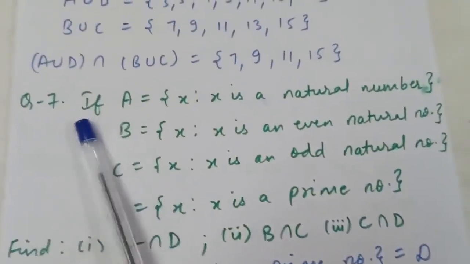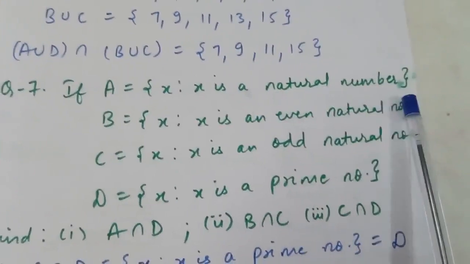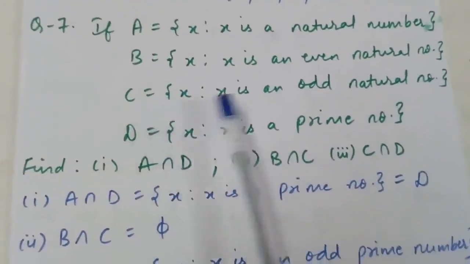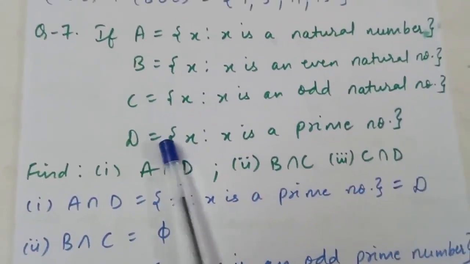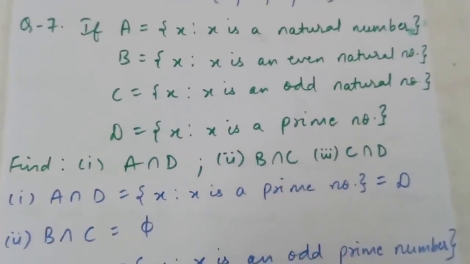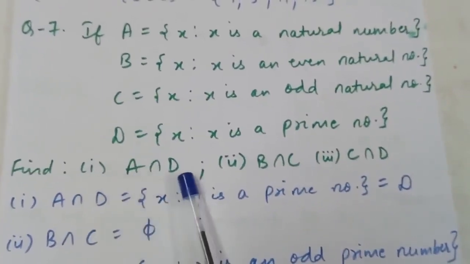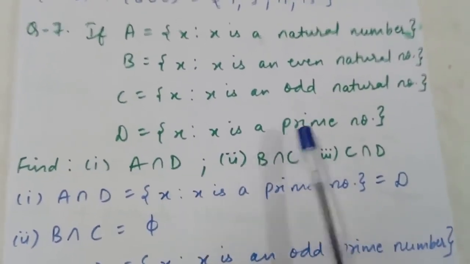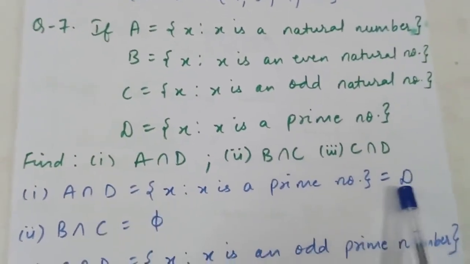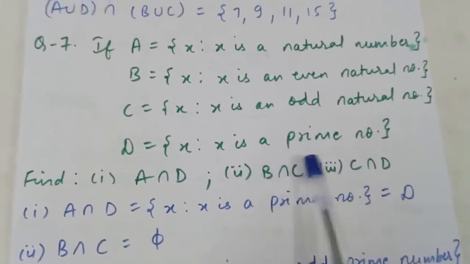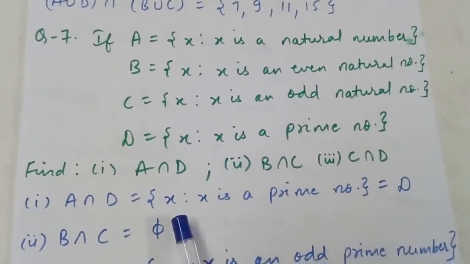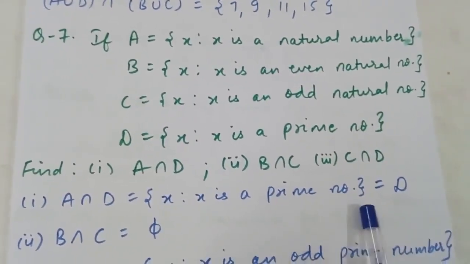Now question number 7. If set A is x is a natural number, set B is x is an even natural number, set C is x is an odd natural number, and set D is x is a prime number, we have to find the intersections of these sets. Now first is A intersection D. As we can see, D is clearly a subset of A. So their intersection will be nothing but D, because all prime numbers are natural numbers. So their intersection will be the set D, that is x such that x is a prime number.